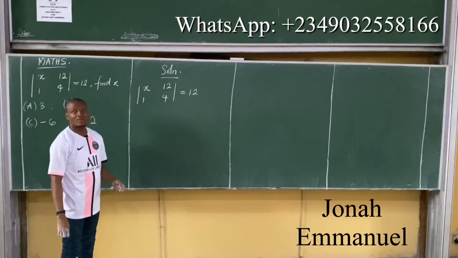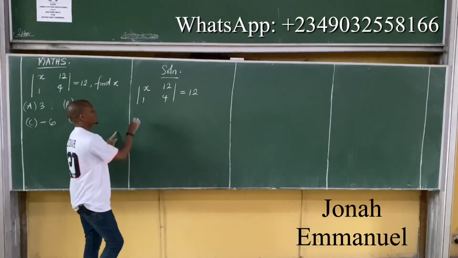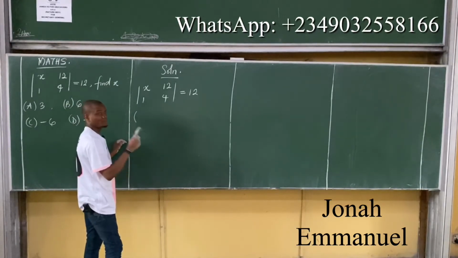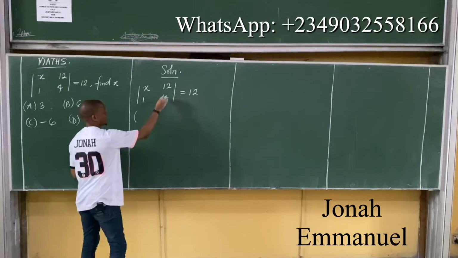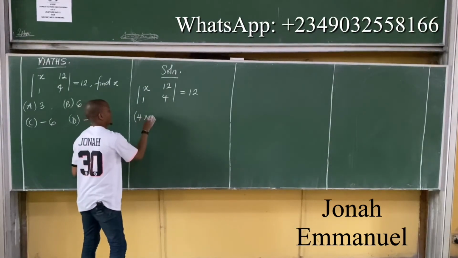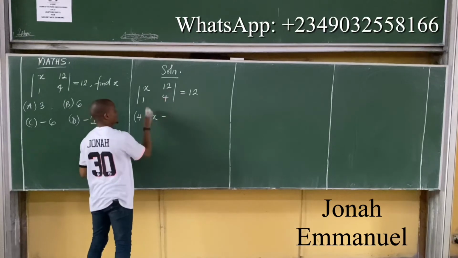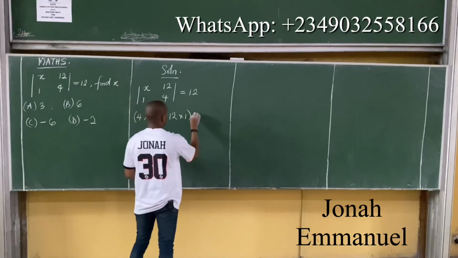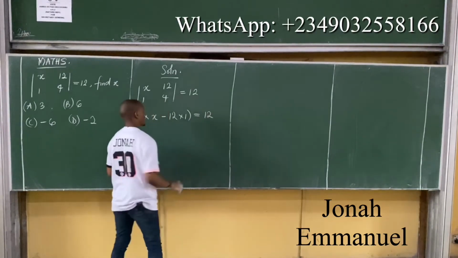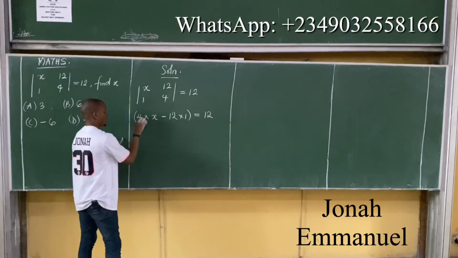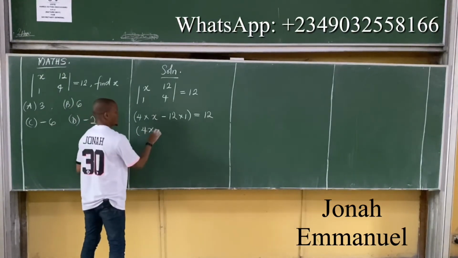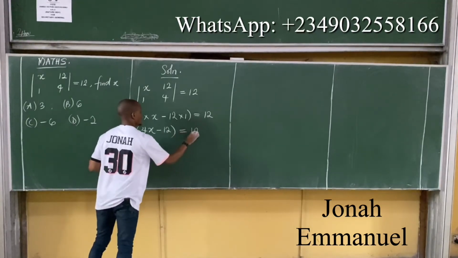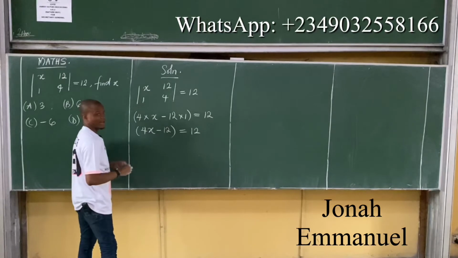Determinant. I'm going to get the determinant of this. If I'm to find the determinant here, what do I do? Multiply the principal diagonal. So it gives you this times this, 4 times x, minus this times this, 2 times 1. That equals 12. This gives you 4x minus 2 times 1, which is 2, is equal to 12.